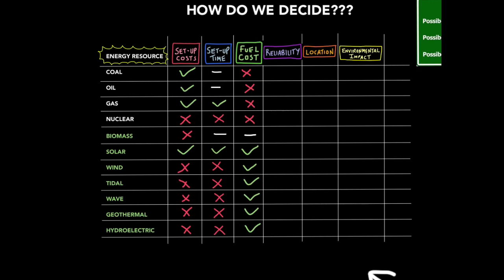All the renewable energy resources get a green tick. Biomass is very cheap, it's just animal waste and crops, but you still have to invest a bit of money into growing crops. Non-renewable energy resources are significantly more expensive when you consider fuel cost.